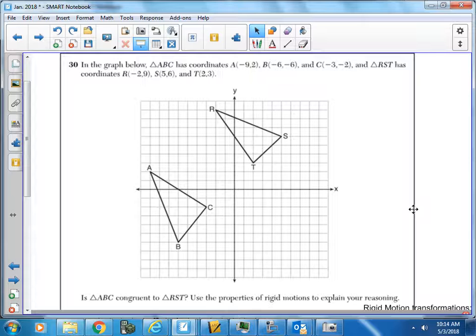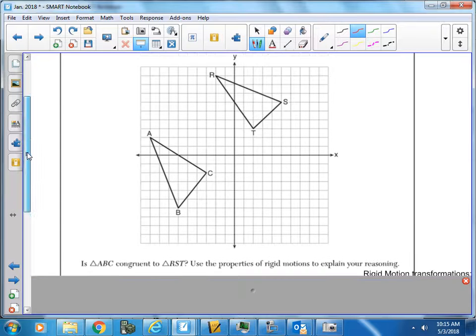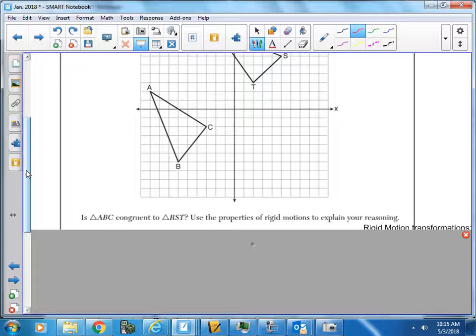All right, so let's go ahead and look at this problem. It says, in the graph below, triangle ABC has coordinates, and they already have a graph for you, coordinates of A, B, and C. Triangle RST has coordinates, and they give you the coordinates. And let's look at the question here. It says, is triangle ABC congruent to triangle RST? Use the properties of rigid motions to explain your reasoning.